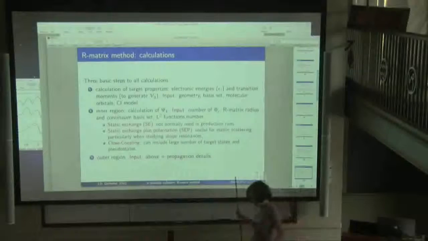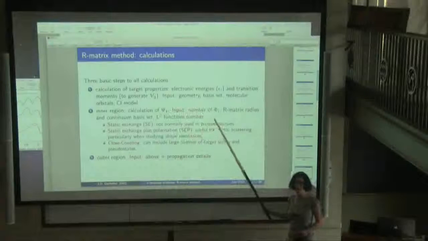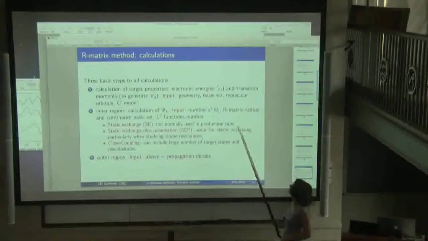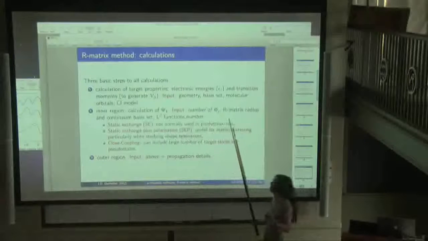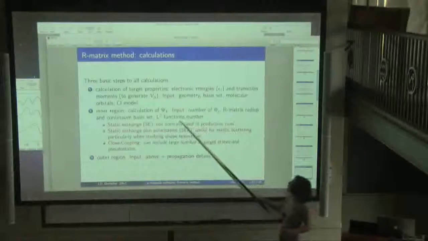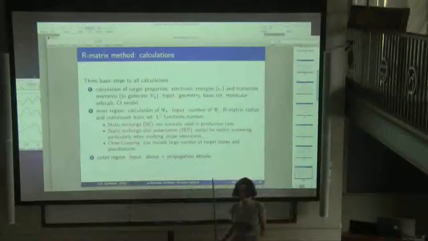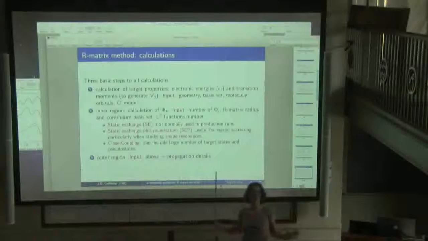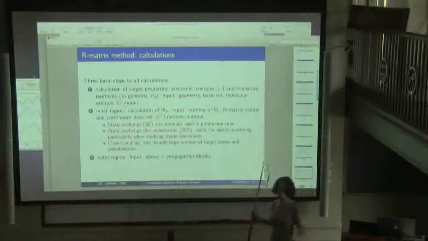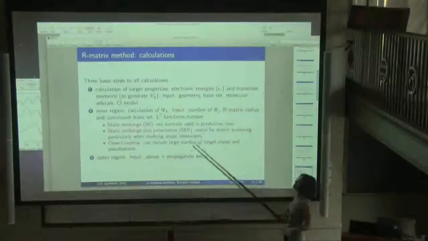Now, when we solve in the inner region, what we have to do is calculate these wave functions. A decision needs to be made as to how many electronic states are included in this calculation, what R-matrix radius and continuum basis set we use, and these are linked, and what L-squared functions we use. For some models we've got some ideas, some prescription, but there are choices here. There are options as to how you do this. And of course, this is very much linked with the approximation that we use.